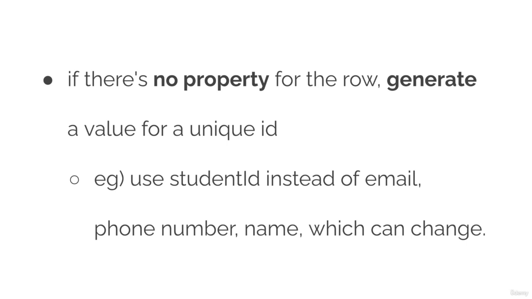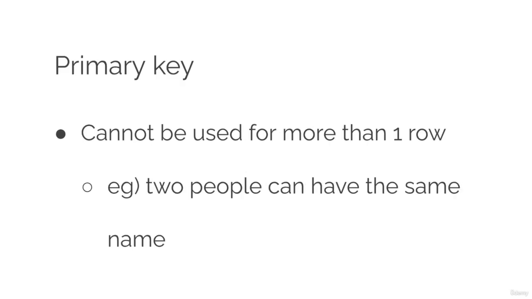For example, use student ID instead of email, phone number, or name, which can change. So instead of using a property about an entity that could potentially change, instead use a generated value. That's not required. You can use a property. You just have to be careful.